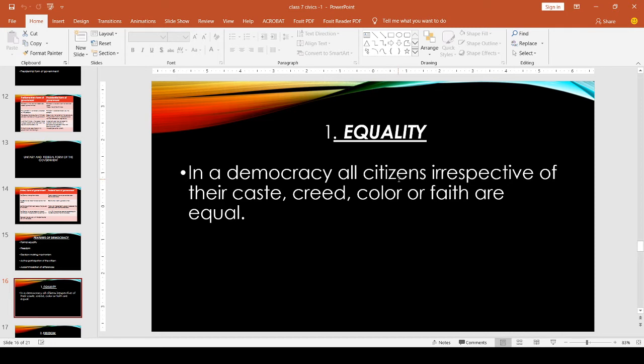Not only in this case, all the public offices are also open for all the people. There is no discrimination or partiality in these cases in a democratic form of the government. That is why democracy is preferred by all countries.